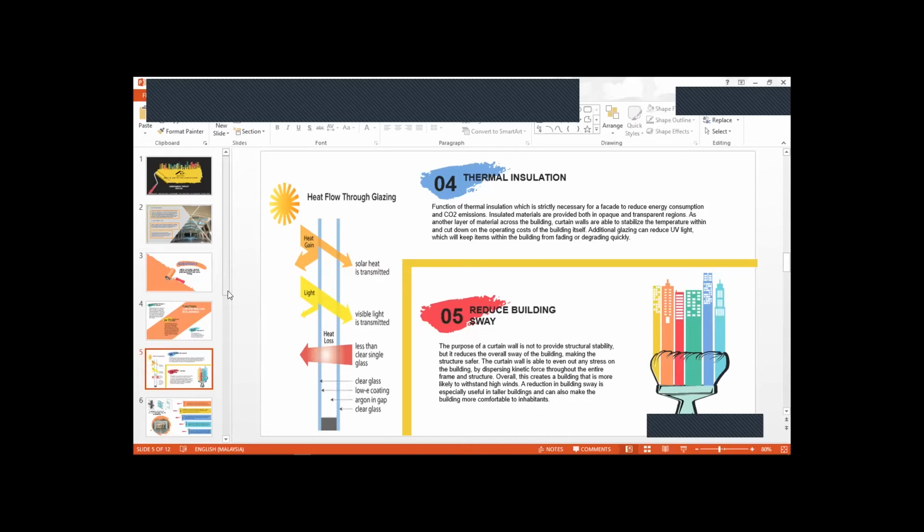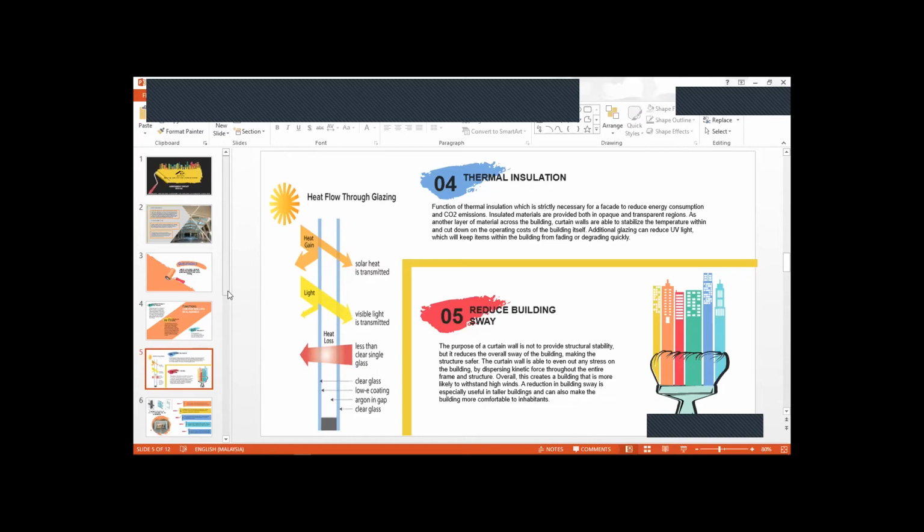And number 5 is reduce building sway. The purpose of a curtain wall is not to provide structural stability, but it reduces the overall sway of the building, making the structure safer. The curtain wall is able to even out any stress on the building by dispersing kinetic force throughout the entire frame and structure.